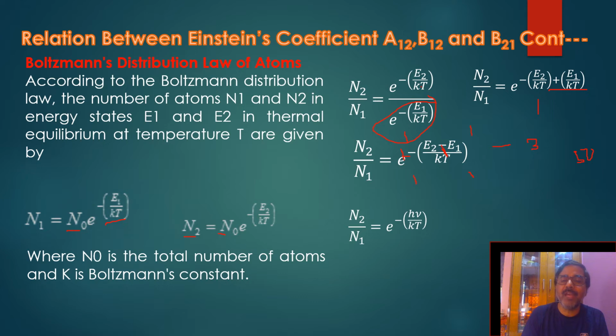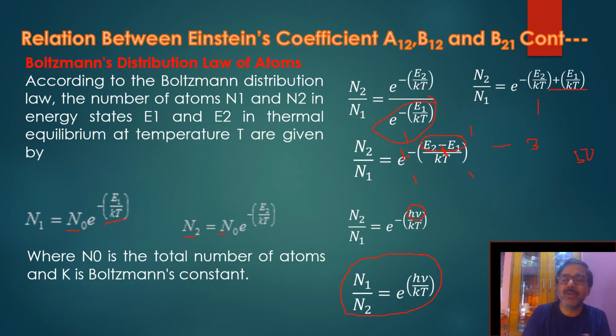So what will be the value of N2 upon N1? Now E2 minus E1 we are calling the energy difference between those two energy states, right? And that we are calling delta E, and delta E is equal to h nu. So this is the value that we have substituted, where E2 minus E1 is the energy difference between two energy states, upon KT, right? So this is your value of N2 upon N1. Then what is the value of N1 upon N2? Just reverse it, so this minus will become plus. So N1 upon N2 equals e to the power h nu upon KT.